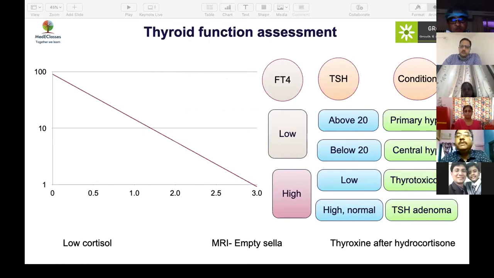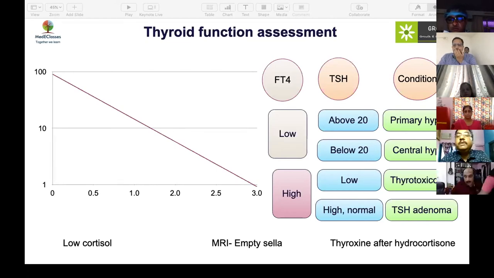So before just jumping onto the treatment part, we have to assess again what the value of FT4 is, what the value of TSH is, and what the probable condition of the patient can be. Here FT4 is low, but TSH is below 20. So we have to be very cautious regarding treatment of a patient who has low FT4 and TSH inappropriately low. It means that this is a patient of central hypothyroidism. It was later diagnosed; we did the cortisol level, which was low. MRI showed empty sella.